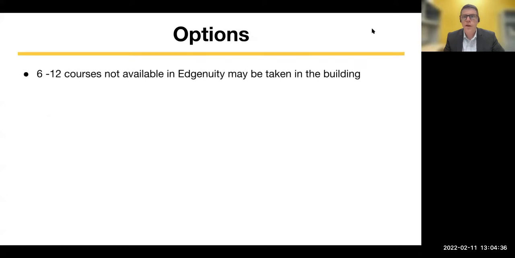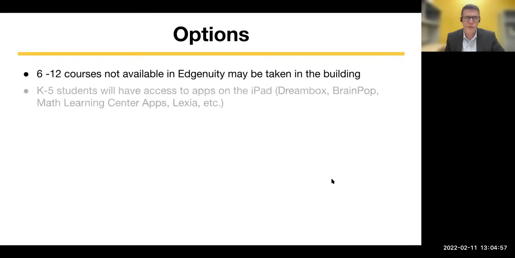Okay, our options for kids. So, grades 6 through 12 courses that are not available in Edgenuity may be taken in the building. So for instance, if you have a child who is in orchestra in the middle level, obviously you would have the opportunity to go into the building for that orchestra class.